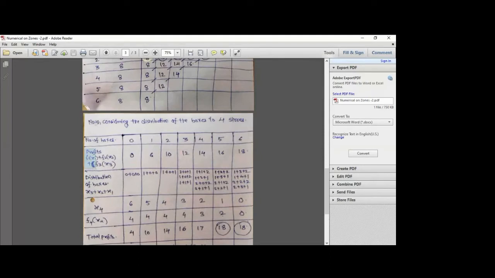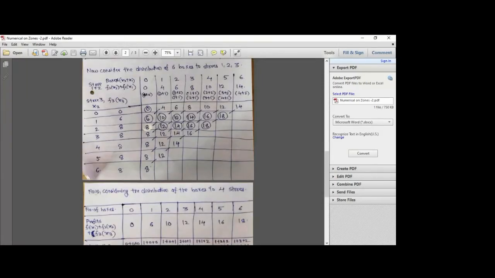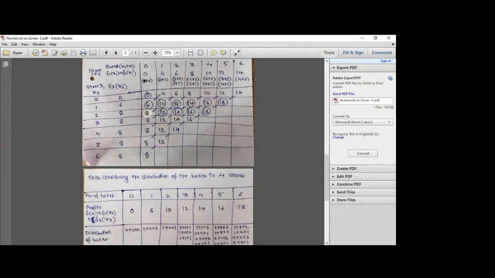The profit that I have written is f1 x1 plus f2 x2 plus f3 x3, right? So I've taken the help of this particular table. For 0 crates, the maximum profit obtained is 0, so that comes here. For 1 crate, the maximum possible value is 6, that will be here. For 2 crates, how much is it? It is 10. So it will be here.